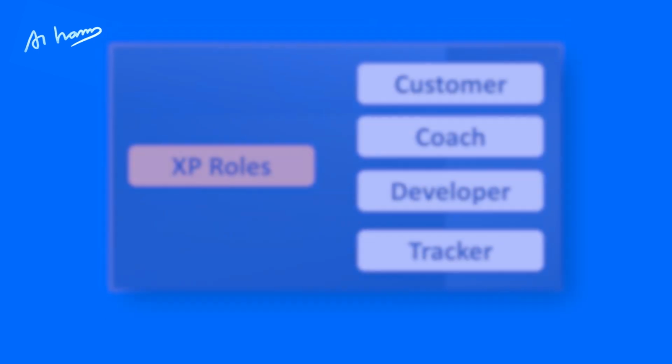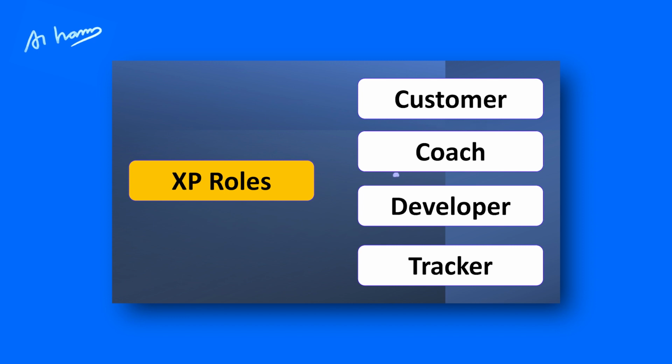So XP has got 4 roles. One is called the customer, one is called the coach, one is called the developer, one is called the tracker. The coach is the person who is there to ensure people are living the XP values. A tracker is the person who is ensuring they're getting the things done. Customer, as you know, is going to give the feedback, and the developer is also going to do the development work with the testing team.